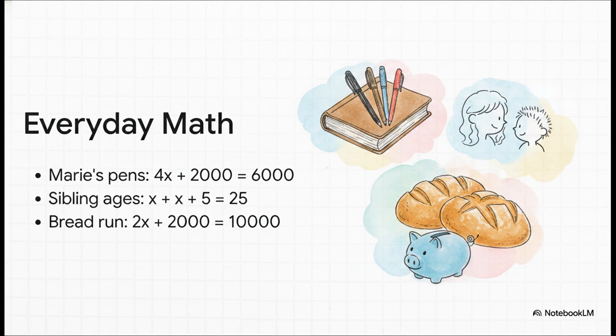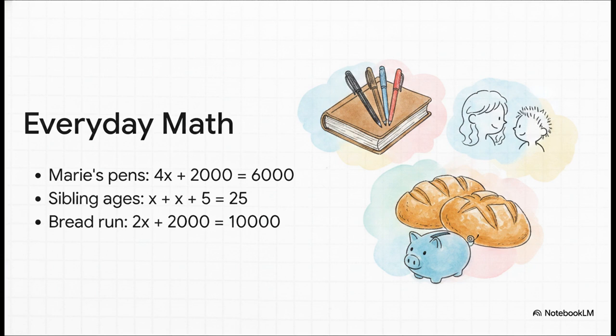She bought 4 unlabeled pens and a book for 2,000 reals, spending 6,000 reals in total. The unknown, x, is the price of just one single pen. So 4x plus 2,000 equals 6,000. You just apply our 3 steps to find x.